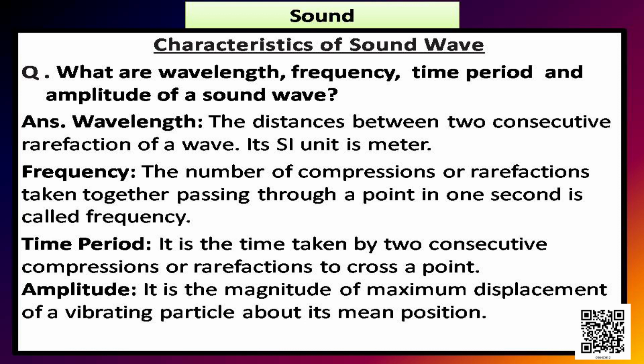What is time period? The time taken by the wave to complete one oscillation, that is, the time between two consecutive compressions or rarefactions, is called the time period. What is amplitude? When waves are produced, the particles vibrate about their mean position. The maximum displacement of a particle from its mean position is called its amplitude. It is measured in meters. Hope you understand the solution.